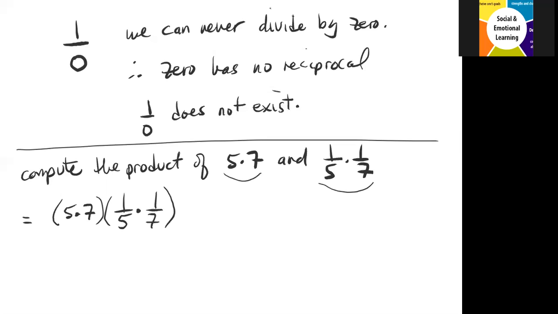Well, we could say, do I need to write this with brackets at all? Can I write it without the brackets? Is there an equivalent expression? Could I just write 5 times 7 times 1/5 times 1/7? Is that equivalent?